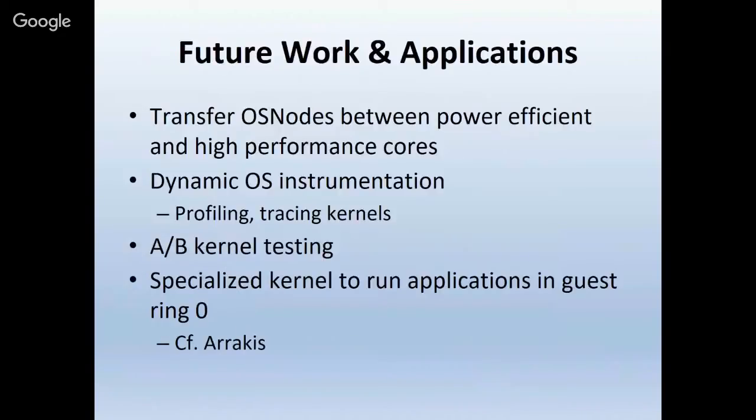Future work and applications. OS nodes hold an entire per-core state. You can move between power-efficient and high-performance cores. Kernel developers interested in dynamic OS instrumentation, for example profiling and tracing kernels, can now simply do this by swapping in a debug kernel. Also, to test the impact of some features, the kernel can simply be swapped to do A/B kernel testing.